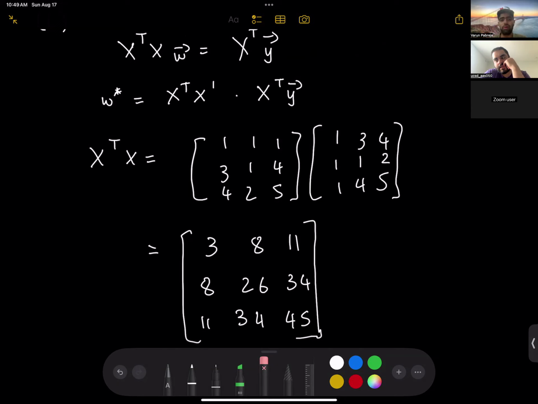This obviously isn't solvable by hand, but we plugged it into Wolfram Alpha to give us a solution. We got 11 over 14 minus x3.